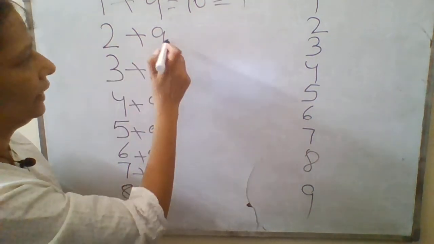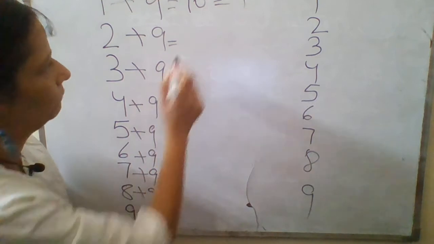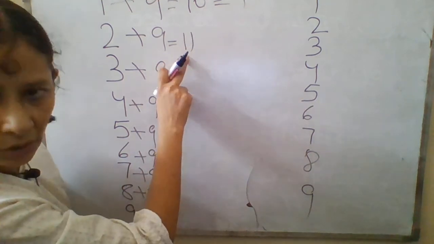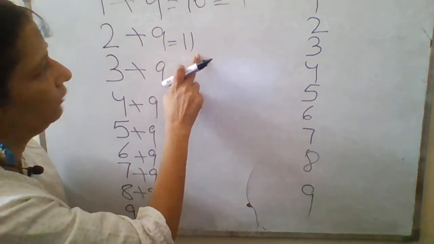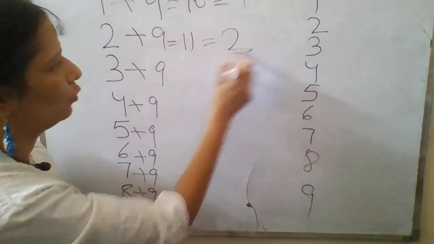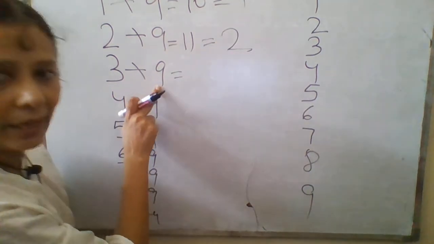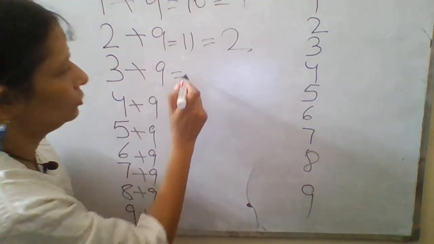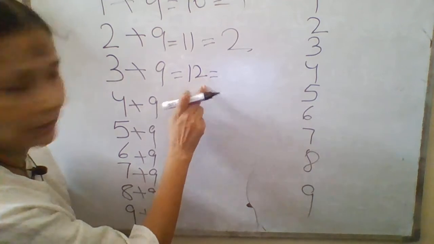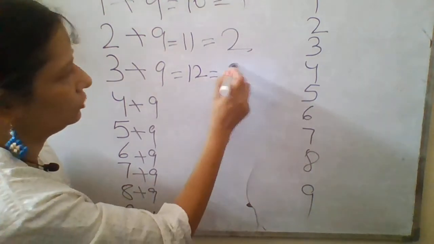2 plus 9 is equal to 11. Again, 11 is not a single digit. If you add 1 plus 1, you will get 2. Now 3 plus 9 is equal to 12. So 12 is again not a single digit. 2 plus 1 is equal to 3.